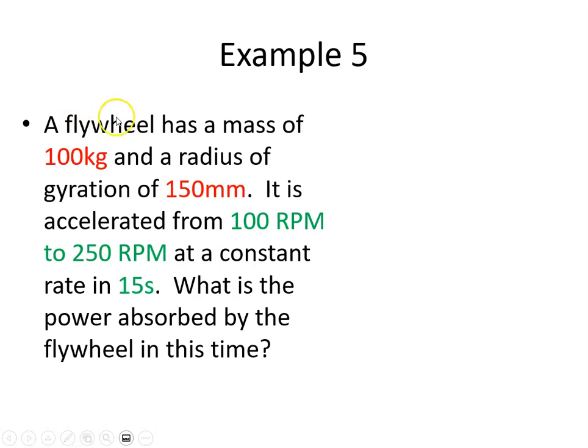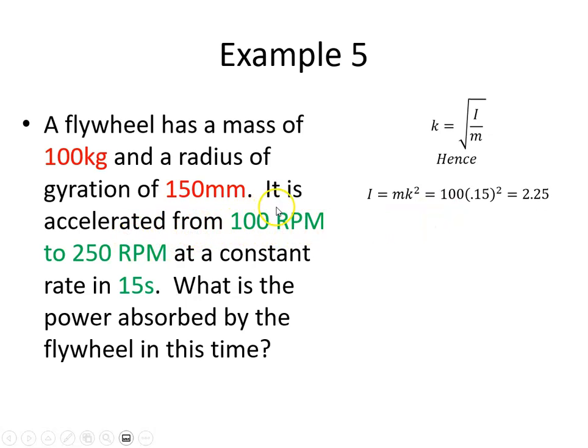The first thing we have to do is look at what information is given to us. We're told that the flywheel has a mass of 100 kilograms and a radius of gyration of 150 millimeters. Well, the radius of gyration is the square root of the moment of inertia over the mass, and just rearranging that, we have the moment of inertia is equal to mk squared. So that's 100 kg by 0.15 meters squared, and that works out to be 2.25.